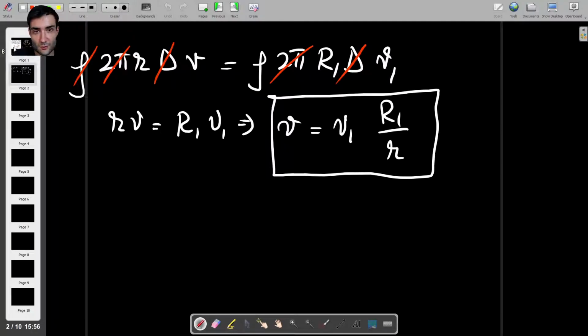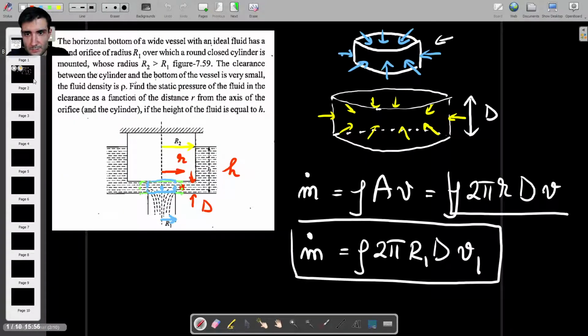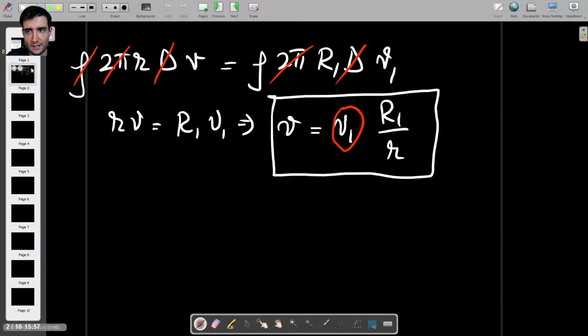The question is asking for the static pressure. And in addition to that, we don't even know what V1 is either. So let's try to first find V1. To find V1, we can apply Bernoulli's theorem between this point and, let's say, this point here. So we can follow a streamline that goes from here all the way to here, and we can then apply Bernoulli, which is the following.